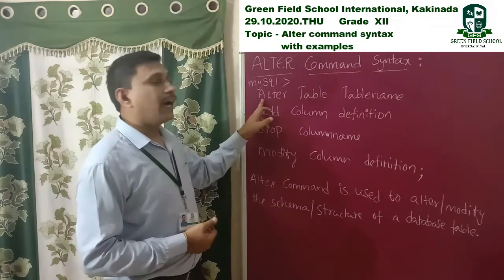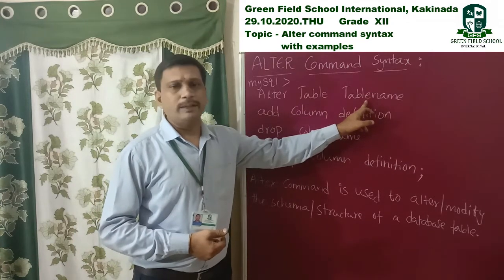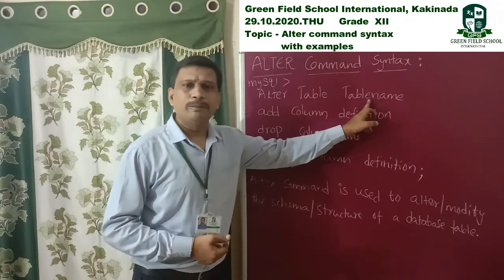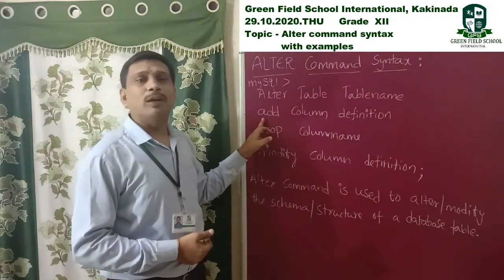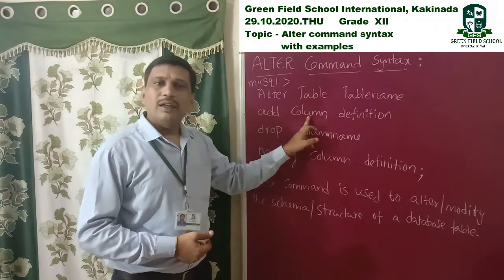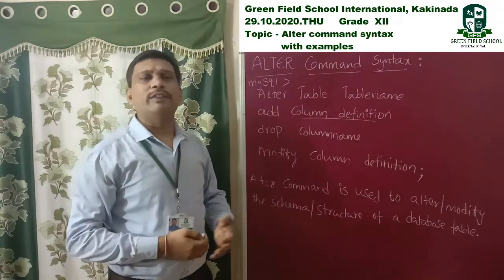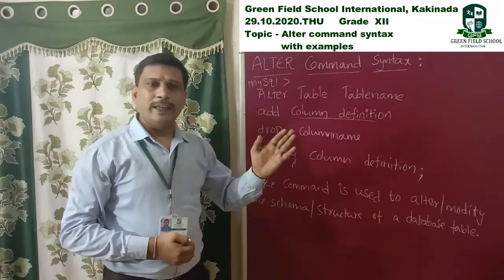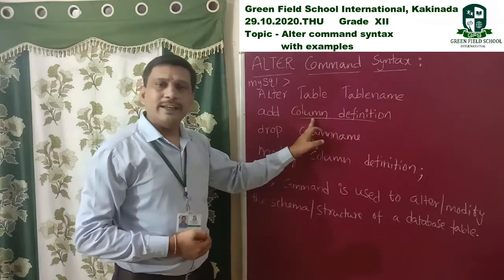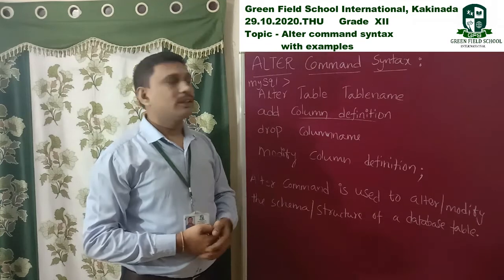This command is alter table name. We specify a table name. Suppose our table is EMP. Alter table EMP. Next, we add one more column here. That's why we specify here add column definition. Column definition means you know very well: column name, data type, and size. We specify here column name, data type, and size. That is the concept.